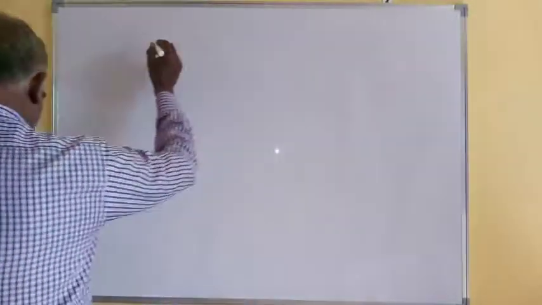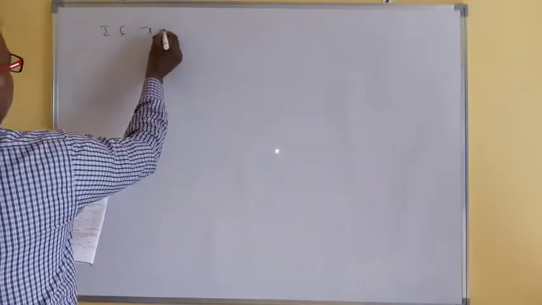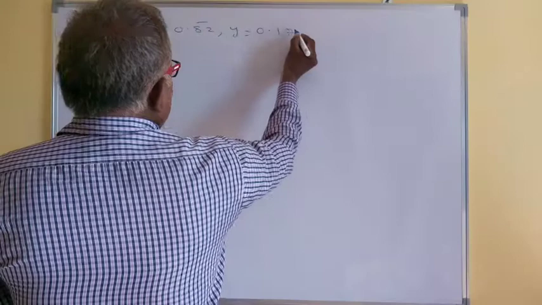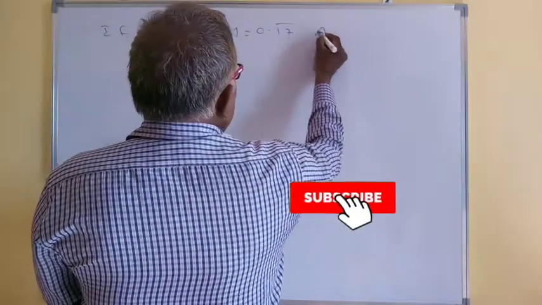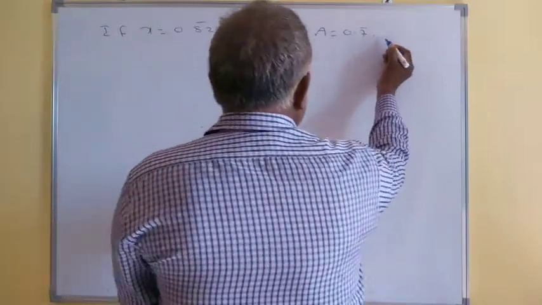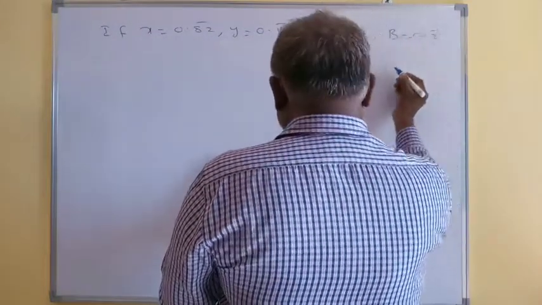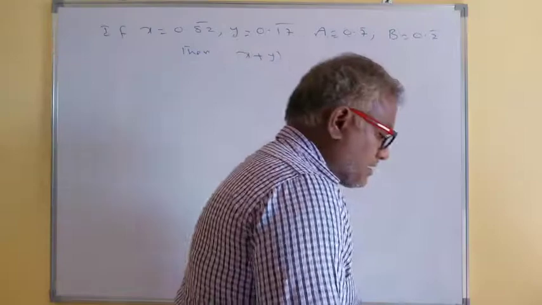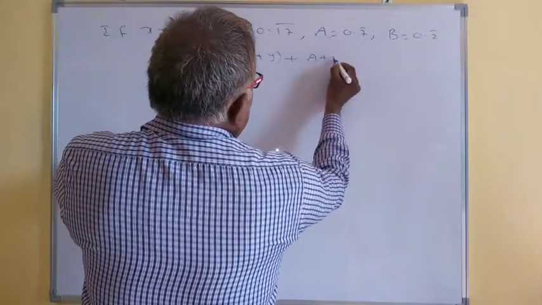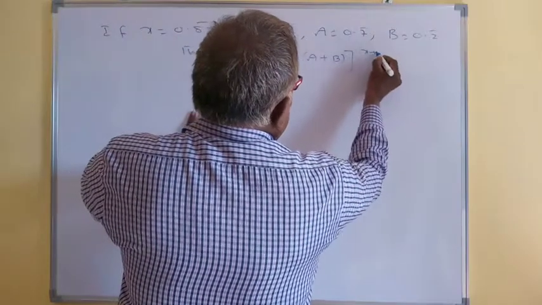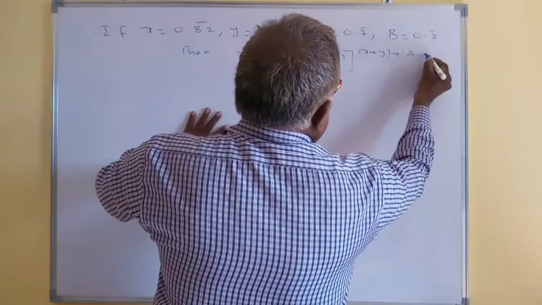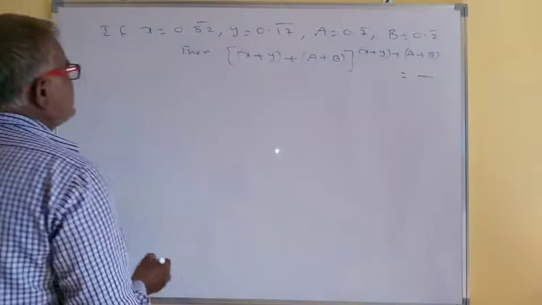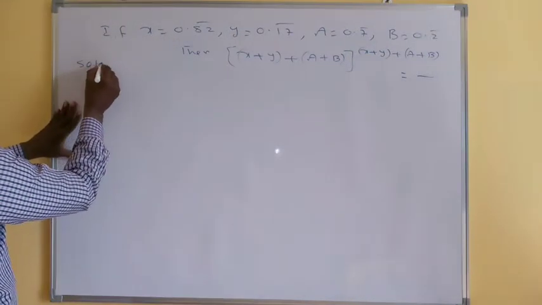And one more problem. If x is equal to 0.82 bar, y is equal to 0.17 bar, a is equal to 0.7 bar, b is equal to 0.2 bar, then (x plus y) whole power (a plus b) is equal to dash. So first of all we have to simplify one by one.